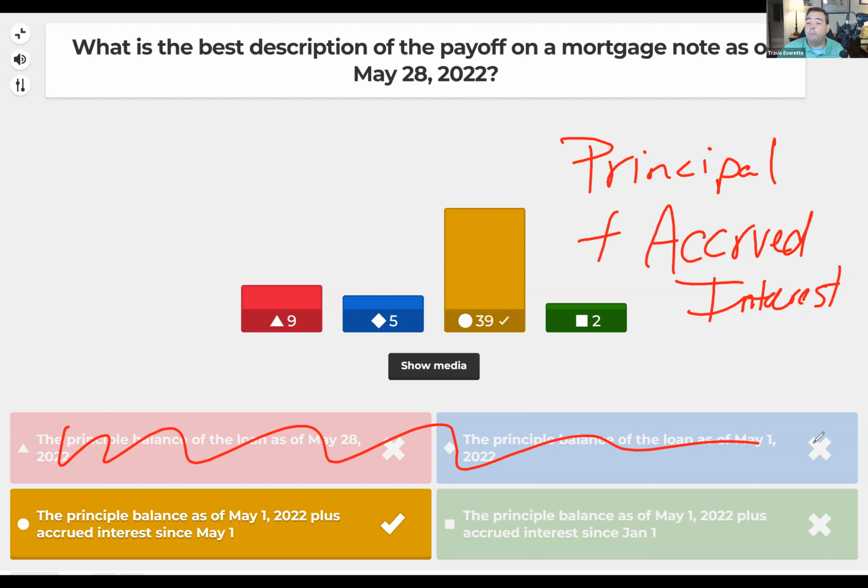Folks, the principal balance of the loan stays the same all month long. The payoff amount goes up. But the principal balance is the amount we owe of what we borrowed originally. That number never goes up. That number stays the same until we make a payment, and then it goes down by a little bit. So it's not accurate to say the principal balance as of May 28th. It's accurate to say the principal balance as of the 1st of May plus all the interest that's built up since the 1st of May.